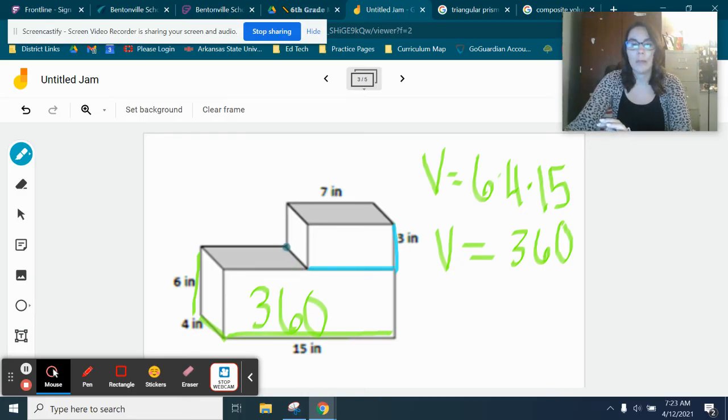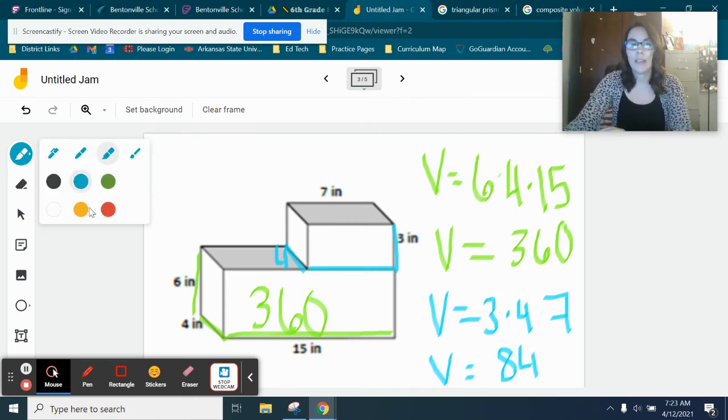So our width would be right here. To figure this out, we have to think, well, this is the width, this is the same, this is the same. So this would be 4. Okay, so for this one, we're going to do volume equals 3 times 4 times 7. So 3 times 4 is 12. 12 times 7 is going to be 84.